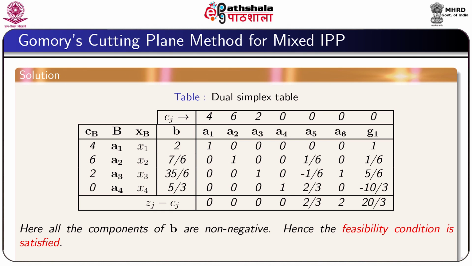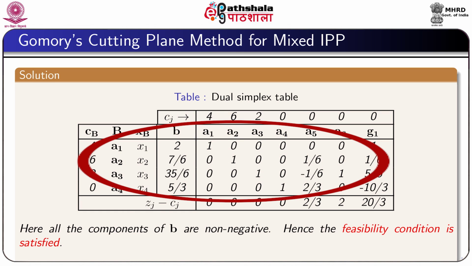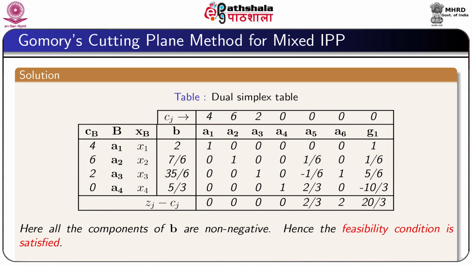In the next iteration, we see that all the components of b are non-negative, hence the feasibility condition is satisfied, and we can get the solution from this table as x 1 equal to 2, x 2 equal to 7 by 6 and x 3 equal to 35 by 6. Since x 3 is not integer, we have to proceed further, that is we have to construct another Gomorian constraint.